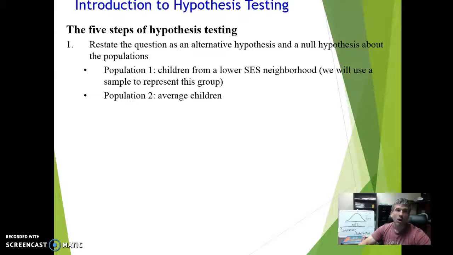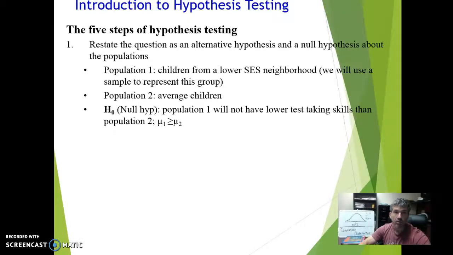So our null hypothesis is essentially the opposite of our alternative hypothesis. Sometimes it can help people to do the alternative hypothesis first, but generally we state the null first. So what was the original prediction or the original thing we were testing? Do these kids in low SES neighborhoods have lower test-taking scores than average children? So the opposite of that is the prediction that population 1 doesn't have lower test-taking skills than population 2.